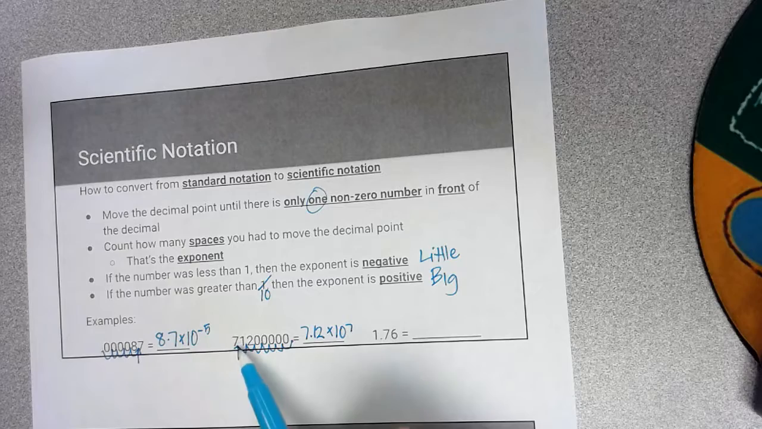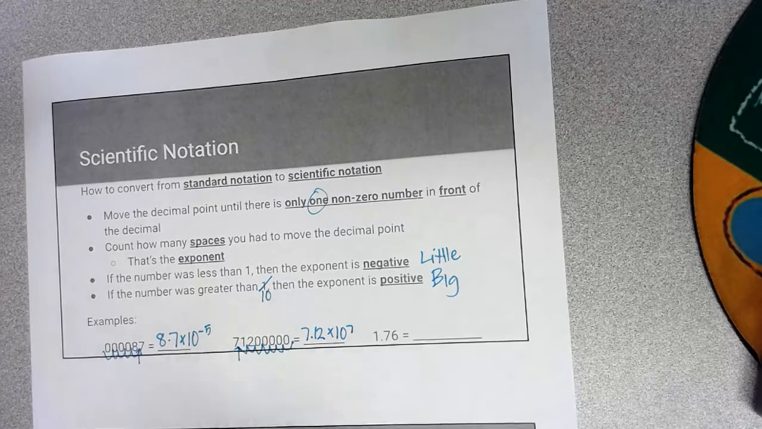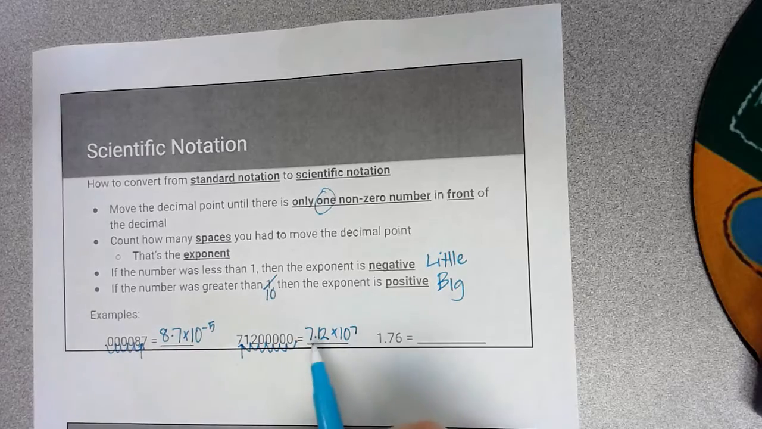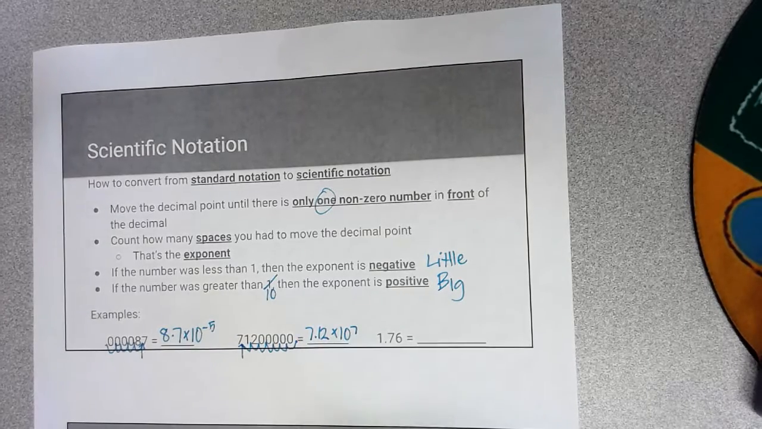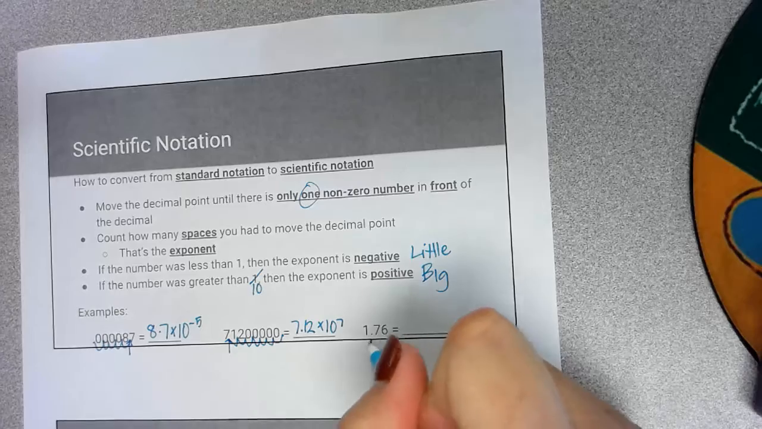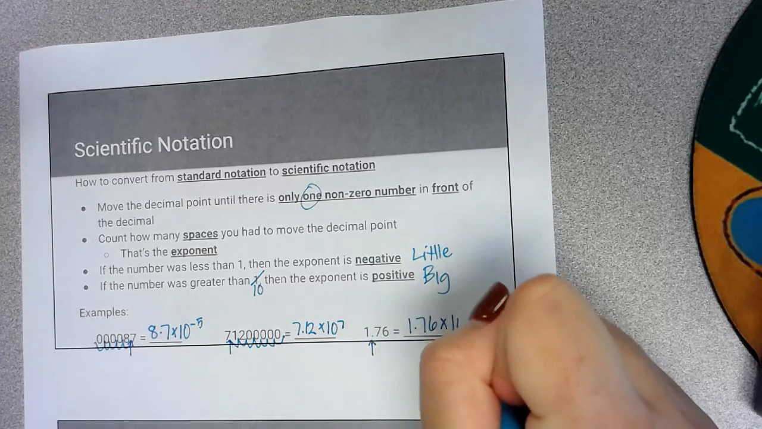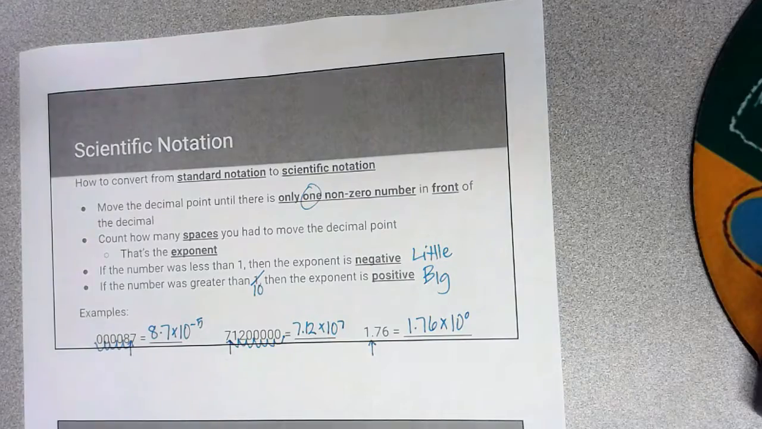Now, the reason why I put it in between the 7 and the 1 is because, again, I only want one number in front of the decimal place. It doesn't matter how many I have after the decimal place. I only want one in front. And this last one, my decimal place is already where I need it to be. So that just becomes 1.76 times 10 to the 0 because I moved it 0 times.